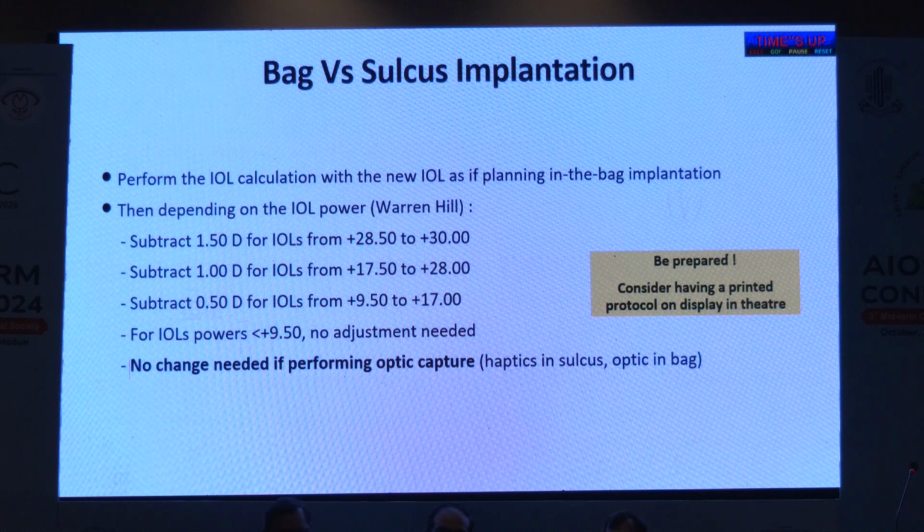So Warren Hill has given this adjustment. Depending upon the IOL power, you subtract up to 1.5 when the higher IOL powers are used, and you subtract 0.5 when the lower powers are used.